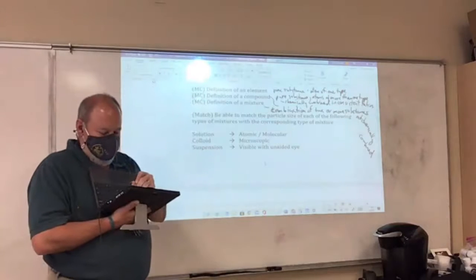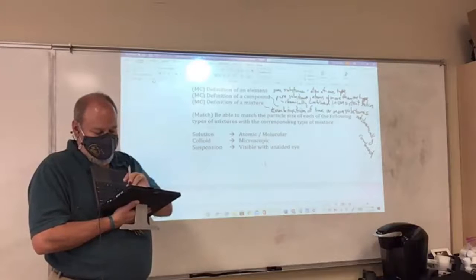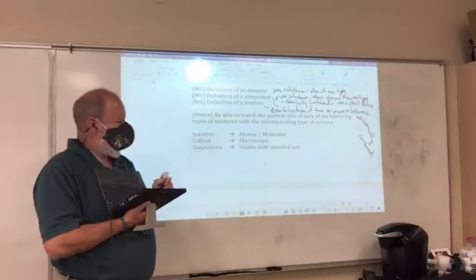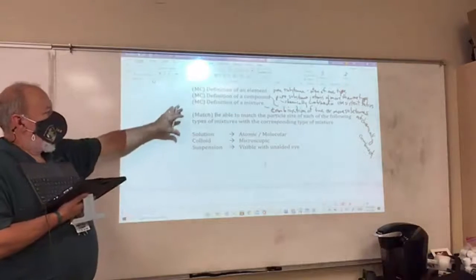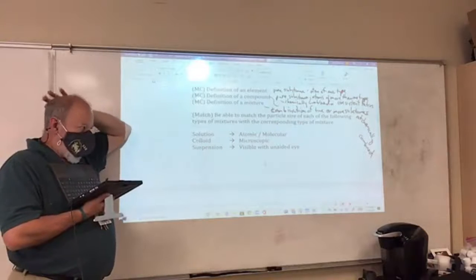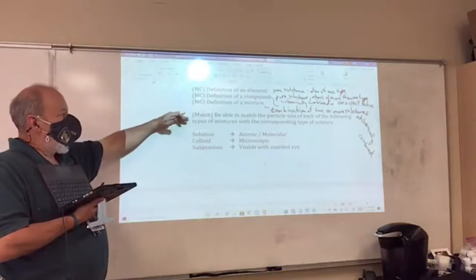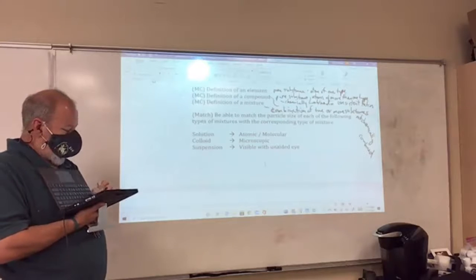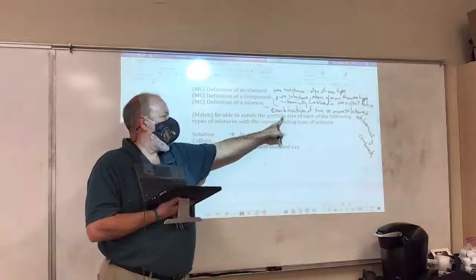Not consistent, but inconsistent ratios. Okay. As far as mixtures go, we have a lot of mixtures in our body that we need to be able to think about. And we have three different types of mixtures. We had solutions, and we had colloids, and we had suspensions. And it depended on the size of the particles.